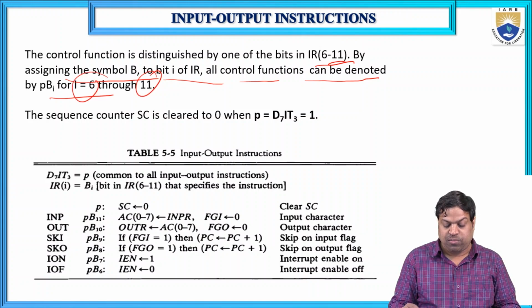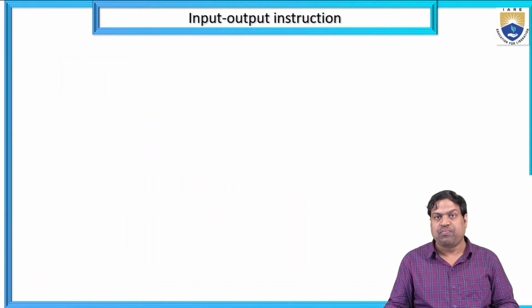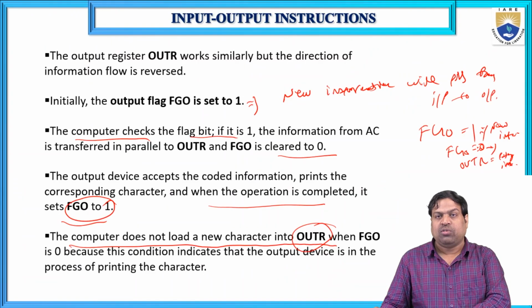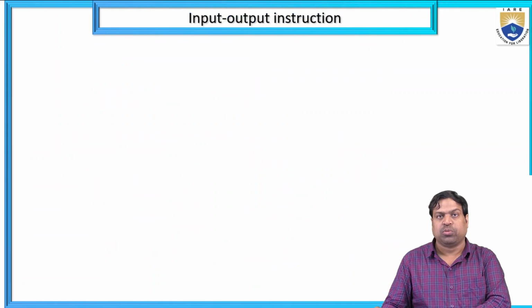So it is a table of input output instructions: accumulator, input register, FGI, input character, input flag, output flag, interrupt enable and interrupt disable. These are the references. So now discuss it today. Input output instructions, how can we communicate with the computer? So through the instructions we have to monitor input and output. So keyboard, mouse are the inputs, and the printer and the speakers etc. are the outputs.